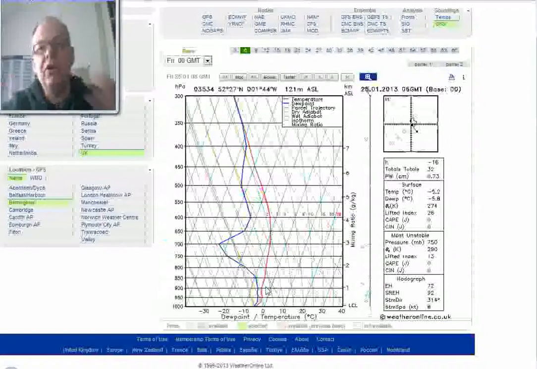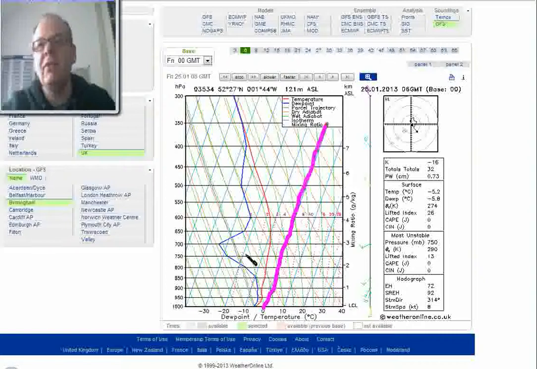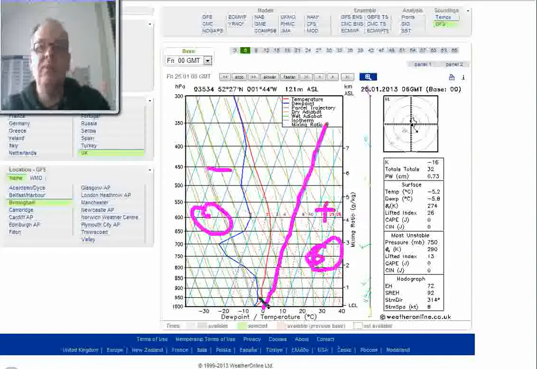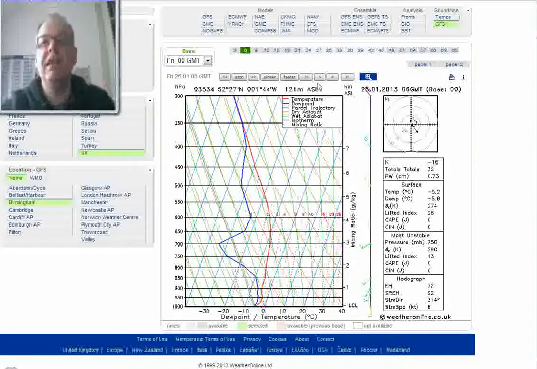Now, the critical line as far as we're concerned is this. This is the 0 degree isotherm. Anything to the right of that is above freezing. Anything to the left of that, so this is positive, this is negative, is below freezing. So at 6 o'clock this morning, you can see the whole of the atmosphere here at Birmingham is below freezing.